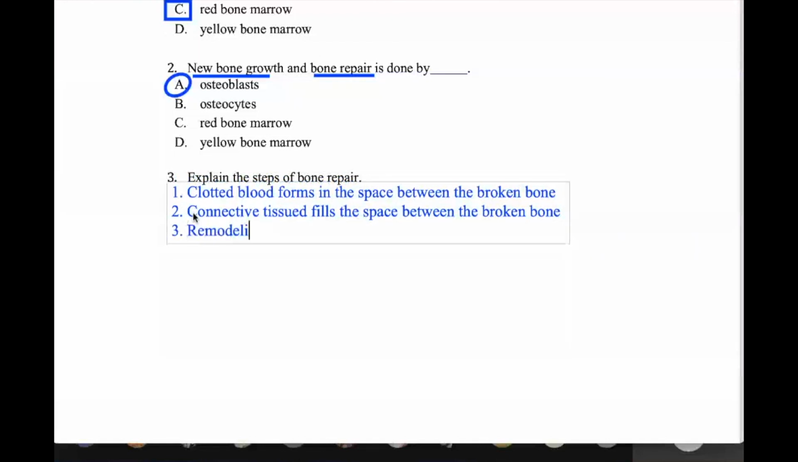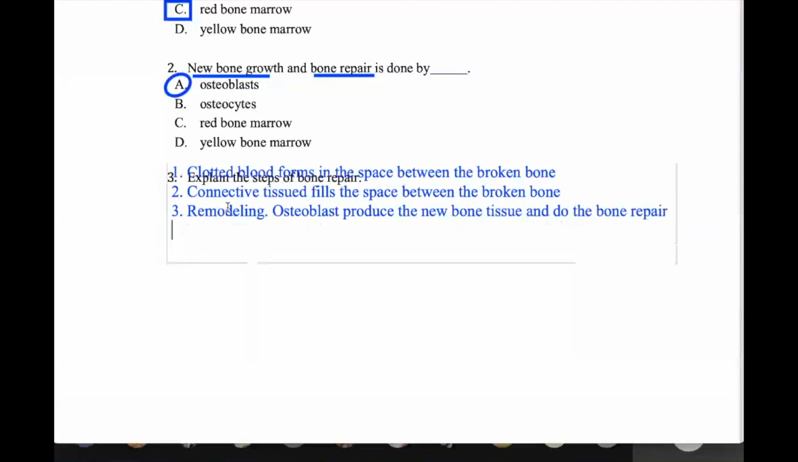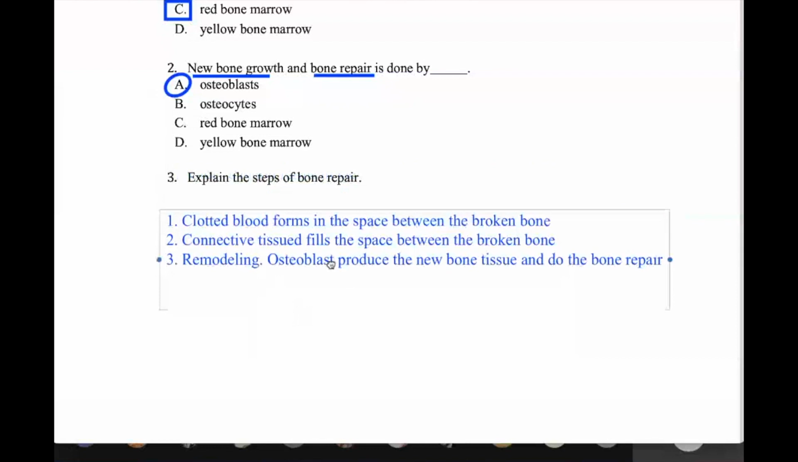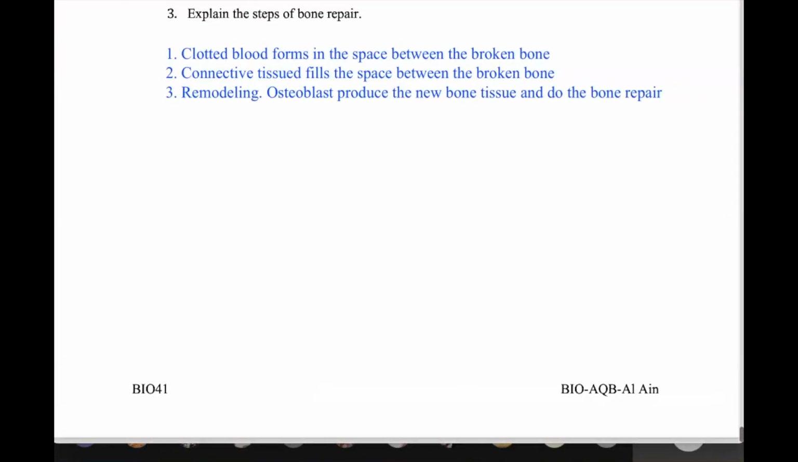Osteoblasts produce new bone tissue. For question number 2, basically, osteoblasts produce new bone tissue, a new growth, and do the bone repair. Okay, good. So this is how it works, boys, and that's it.